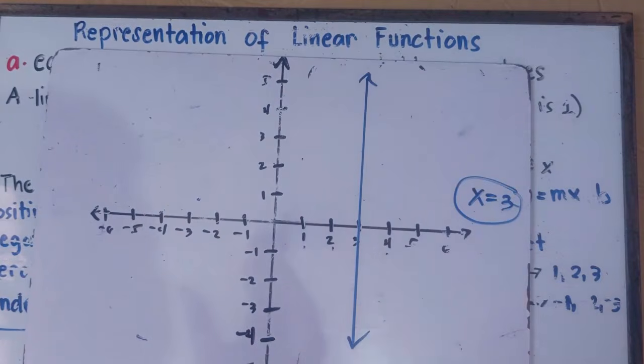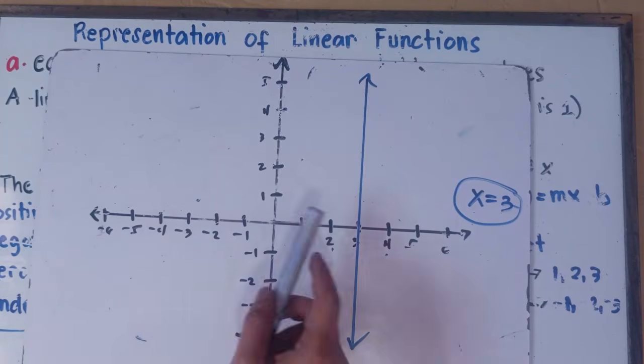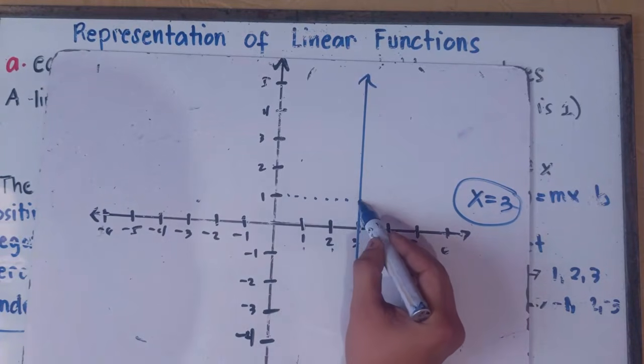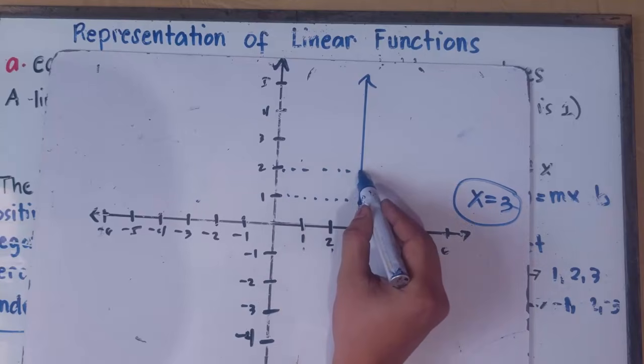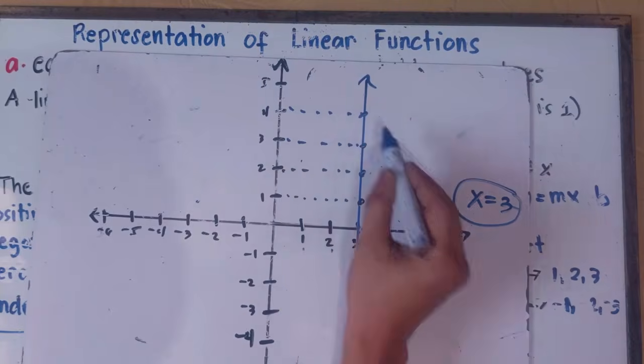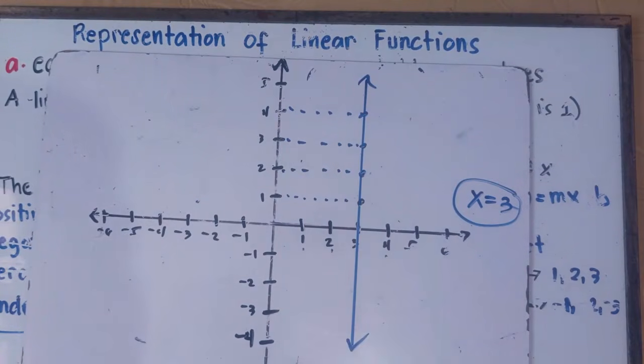Now, question, why is this not a function? This is not a linear function, class, because if you plot this one with regards to the ordered pairs, this one right here is a point. This one right here is a point. What are the ordered pairs, class? This one right here.